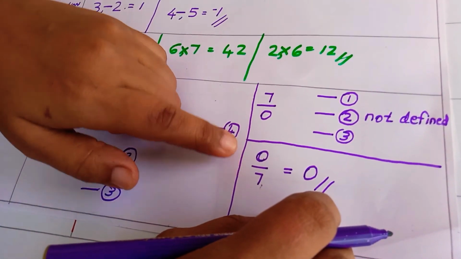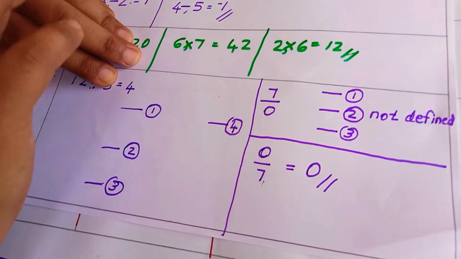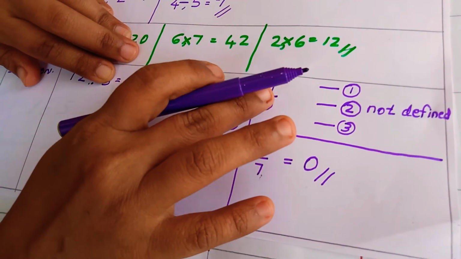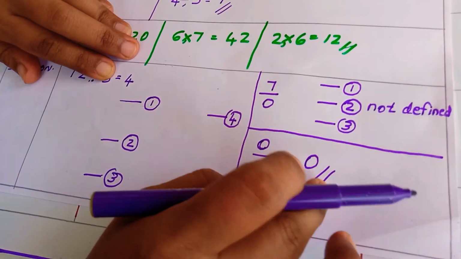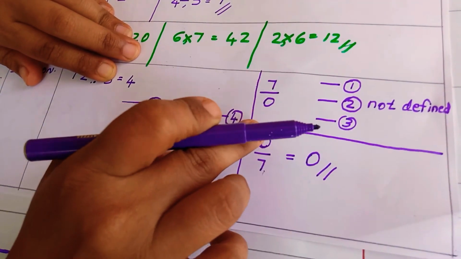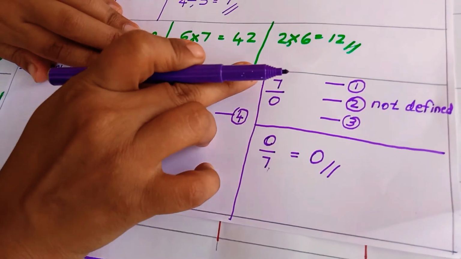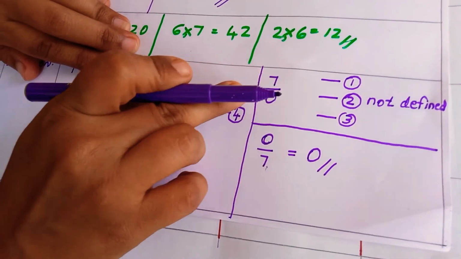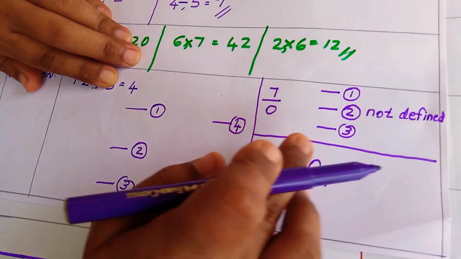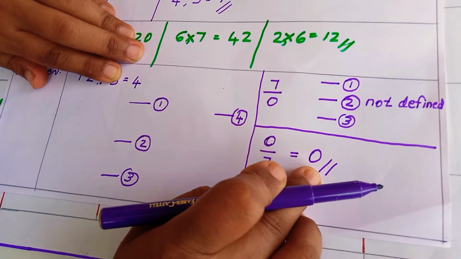These two questions, sometimes the numbers may get changed. Anyhow it is changing also, no problem. The answer will be: 7 divided by 0 will be not defined, and 0 divided by 7, the answer will be 0. If the number is changing, 1000 divided by 0 is not defined. 0 divided by 1000, the answer is 0.